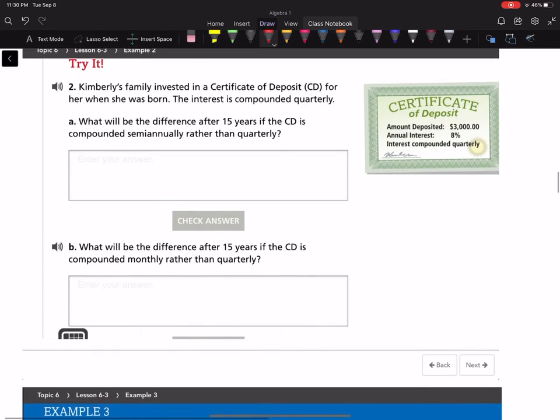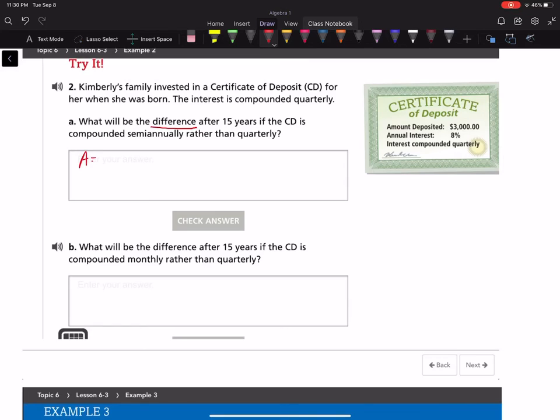Another problem, same type problem. Kimberly's family invested in a certificate of deposit for her when she was born. The interest is compounded quarterly once again. What is the difference after 15 years if the CD is compounded semi-annually rather than quarterly? So we have to find 2 answers, and then we want to find the difference, which means we have to subtract them.